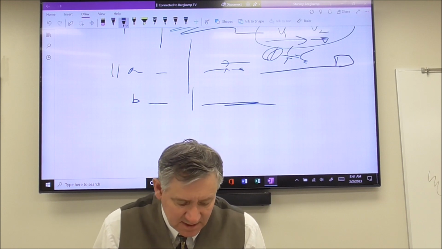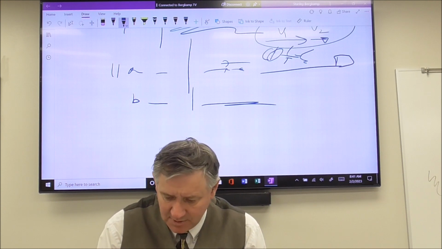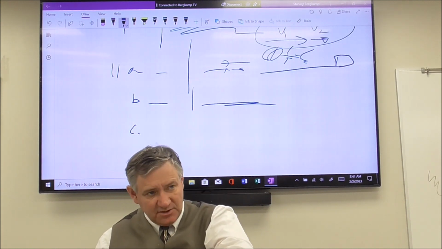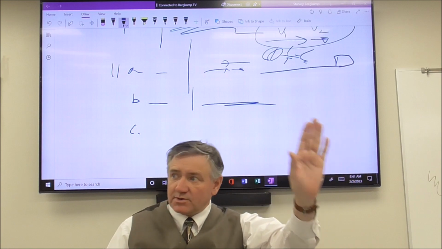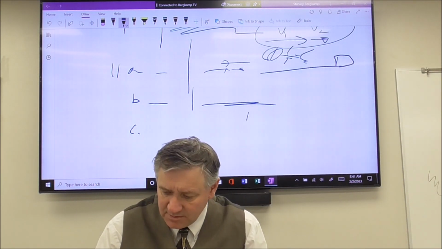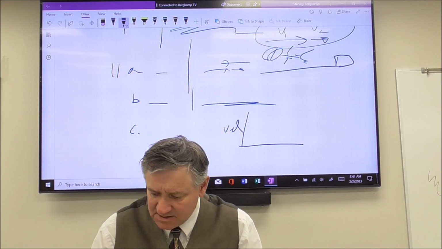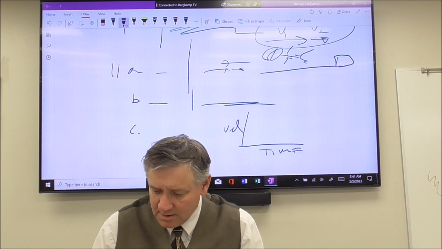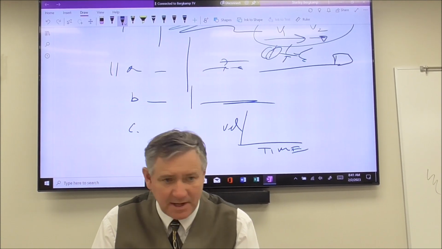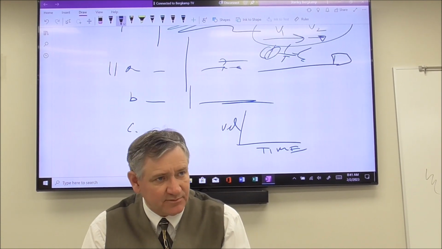When you get to C, it says make a simple velocity time graph. You can draw the velocity time graph on the sheet of paper, or if you really want to get hardcore, you can get a sheet of graph paper and draw it there. But all you have to do on your velocity time graph, this is just a sketch, okay? If you want to put it on another sheet of paper, that's fine. You can just put it over here.